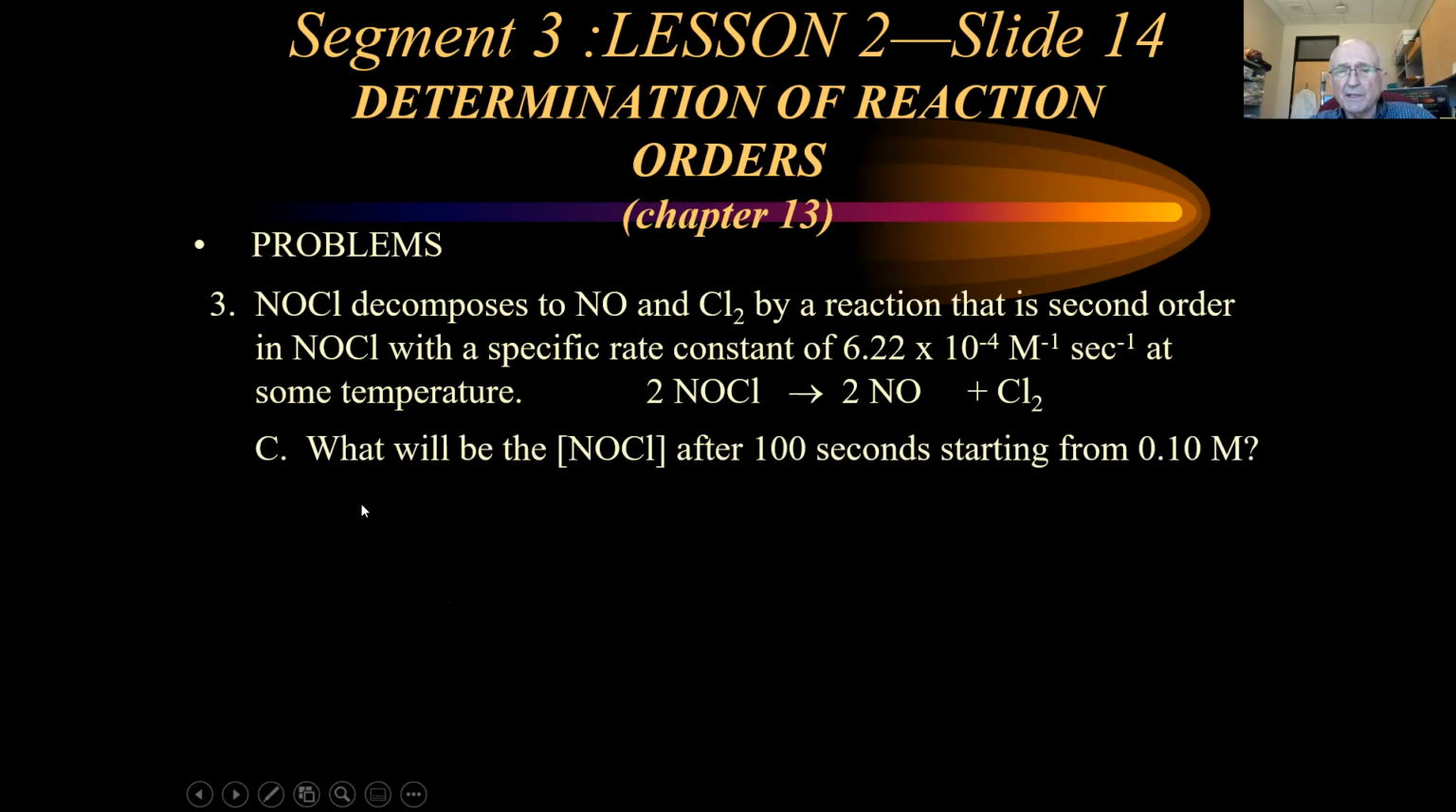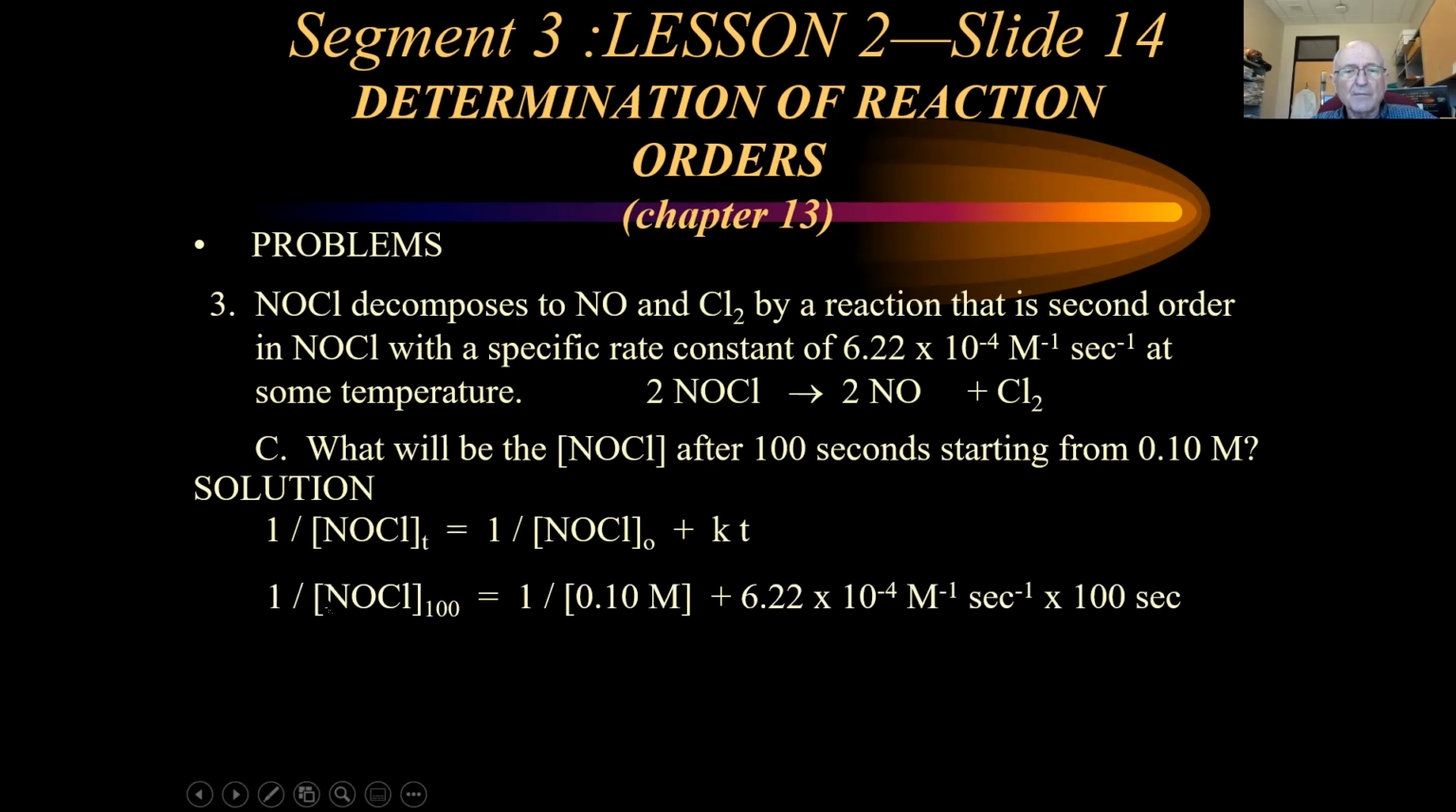What would be the NOCl concentration after 100 seconds? Okay, again, we use the integrated form of the rate law for second order. It's 1 over the concentration at the current time is 1 over the initial concentration plus kt. And now we have the data we can plug in. We have the initial concentration, we have the rate constant, and we have the time. So we can put these in and do the calculation.